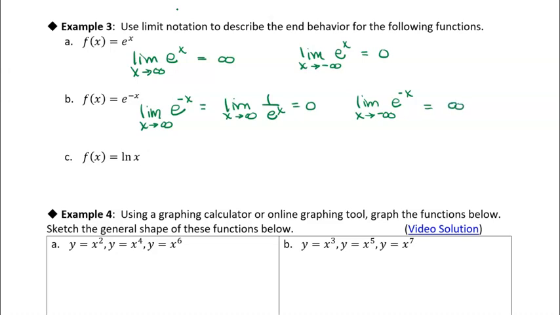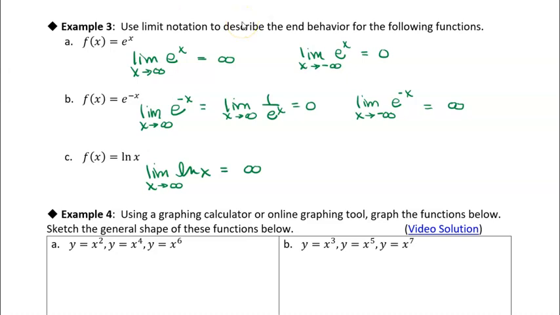Okay? All right, now, how do we describe the end behavior for the natural log of x? Now, we looked at the natural log of x in example 2, and we saw that as x gets larger and larger in the positive direction, then ln of x gets larger and larger. So we can say that the limit as x approaches positive infinity of ln of x just goes to infinity. Now it grows very slowly, but it does go to infinity.